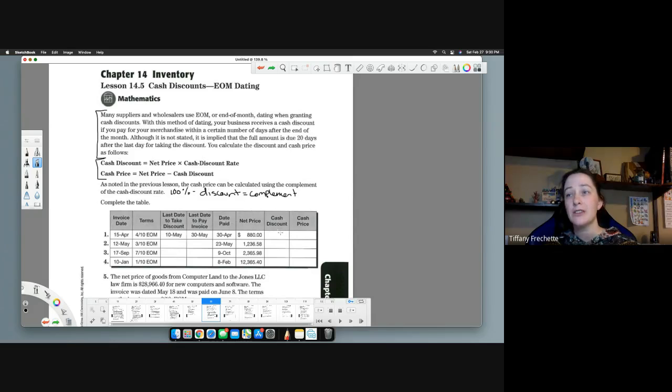So they want the cash discount, so we don't really want to jump into this complement that we were talking about before. We want to multiply by 4% so that we know what our cash discount is, which is $35.20. We get $35.20 off. We're going to subtract that from the $880 so that we know how much we're paying. So we're going to pay $844.80 instead of $880.